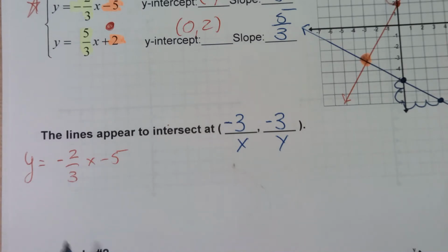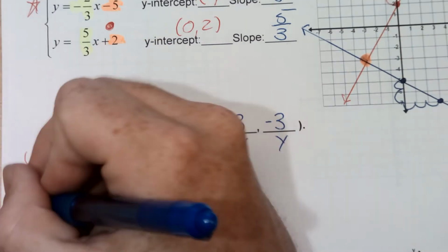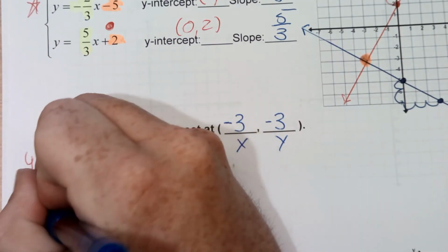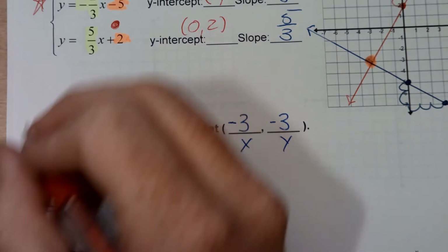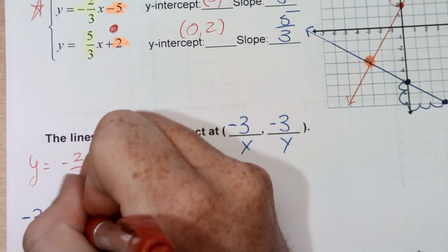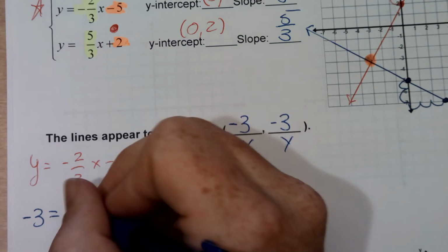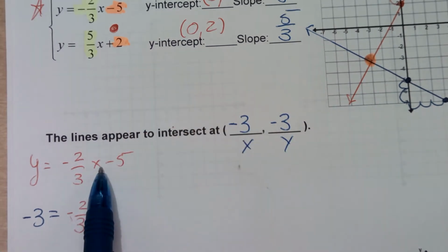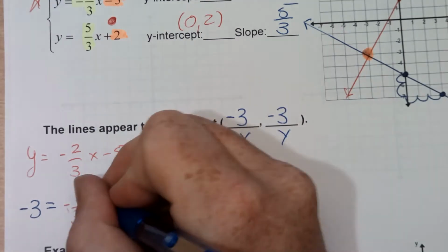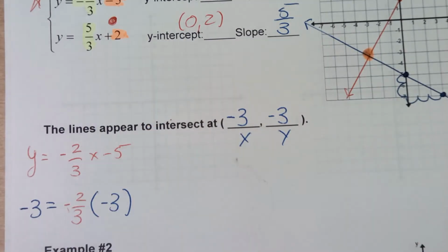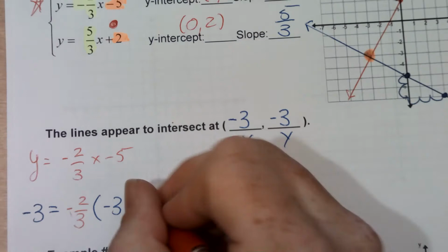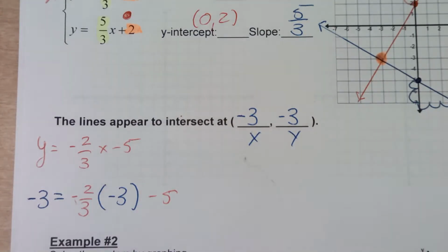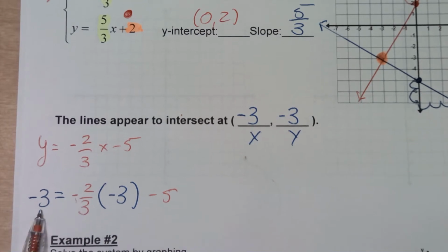Now I'm going to plug in for y. Instead of y right here, I'm going to plug in a negative 3. So I have negative 3 equals, and now comes my negative 2/3. And instead of x, I'm going to put a negative 3. There's an x right here, but instead of x, I'm going to sub in a negative 3. And then we have minus 5. We need to solve this and see if that equals negative 3.